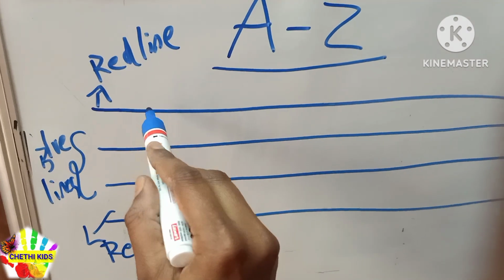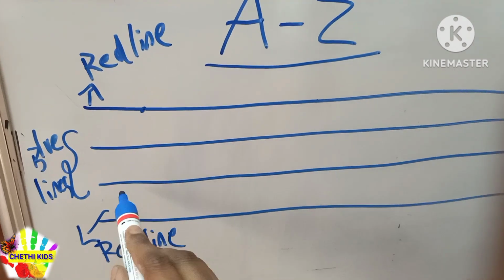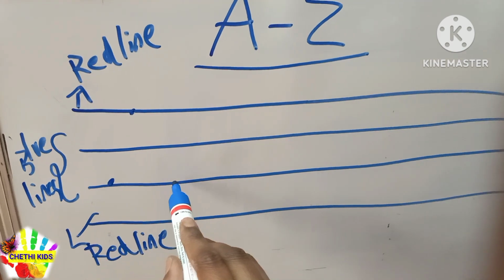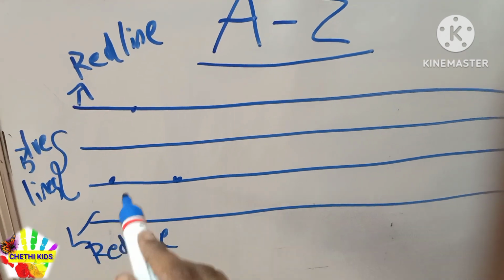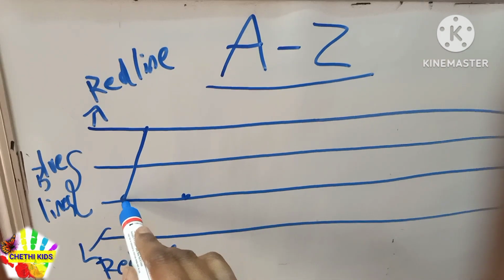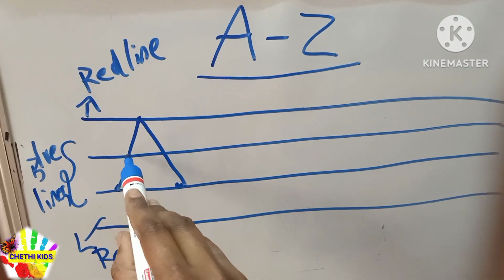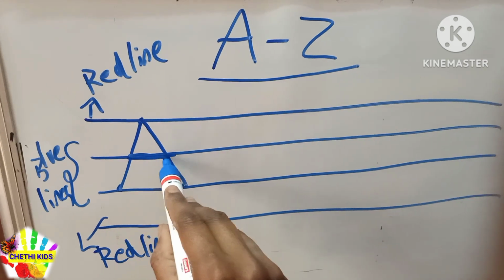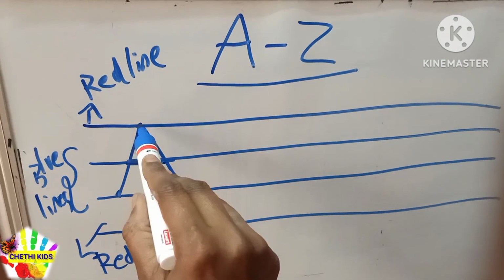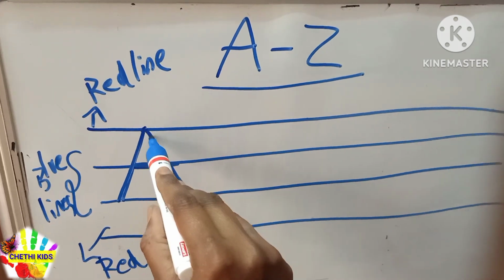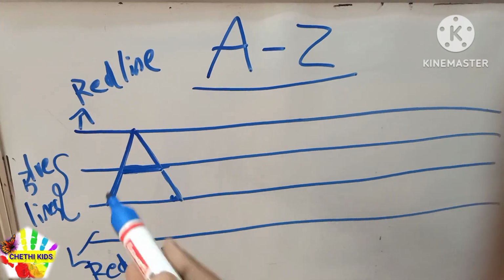Let's see how we represent capital A. 1 dot on the red line and 2 dots on the blue line. Red line to blue line slanting line and red line to blue line slanting line. Middle one is the sleeping line. This is how we represent capital A in the lines.